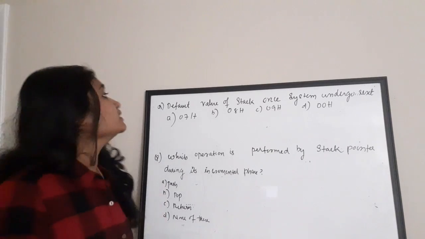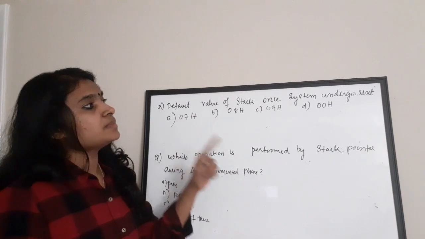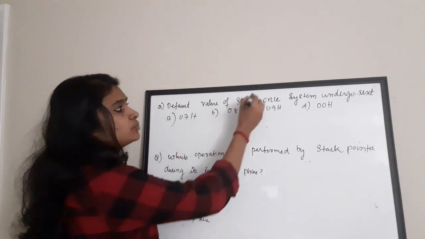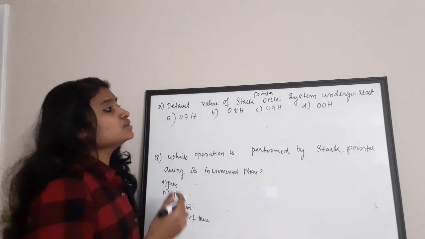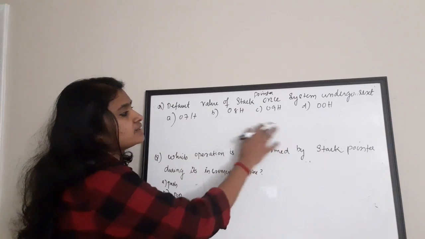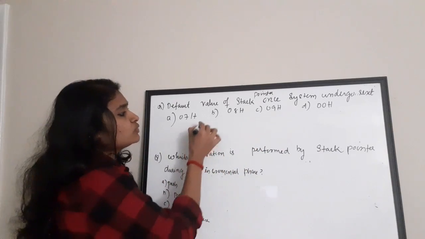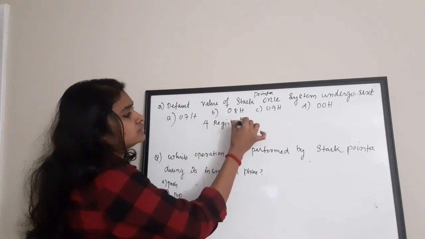Next question is, default value of stack once the system undergoes reset. Okay, so the default value of, actually it is the stack pointer, when the system undergoes a reset. So we know that the stack is actually the register bank 1. That is, there are 4 register banks in 8051.